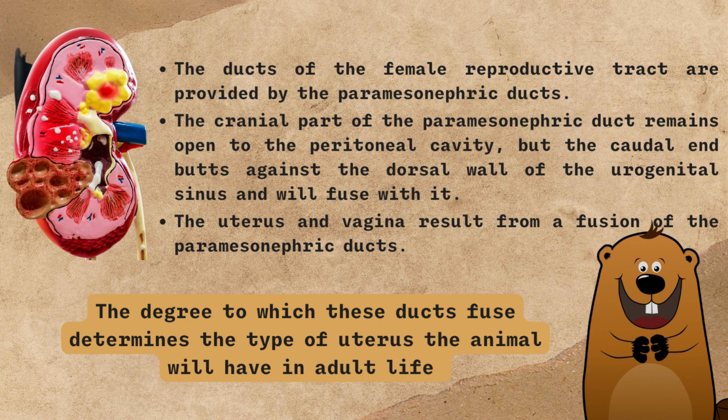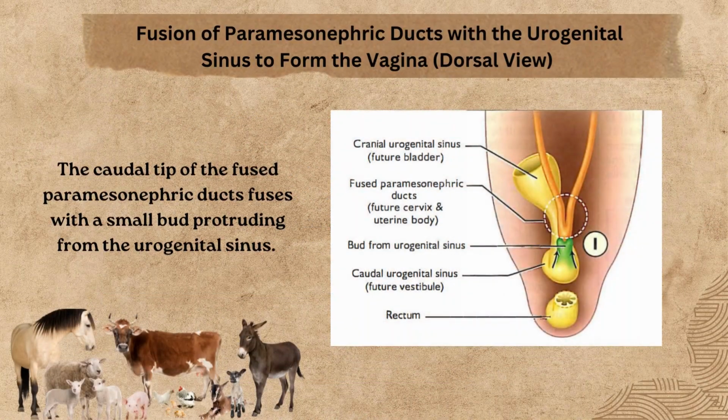The paramesonephric ducts fuse together near their attachment to the caudal wall of the primitive urogenital sinus. The degree to which these ducts fuse determines the type of uterus the animal will have in adult life. Here shows the fusion of paramesonephric ducts with the urogenital sinus to form the vagina. The circled area in the picture shows the paramesonephric ducts that are beginning to fuse and will form the cervix and uterine body.